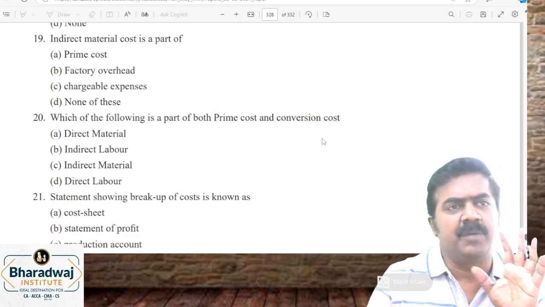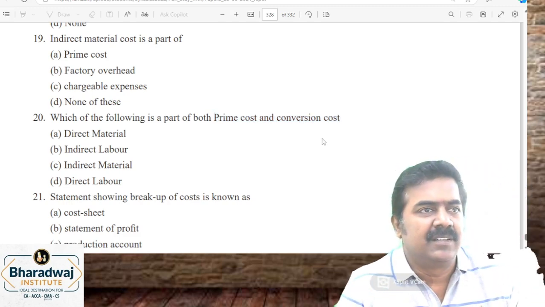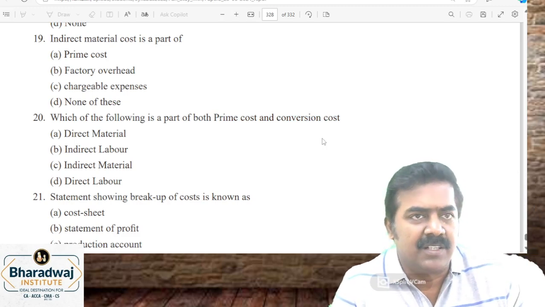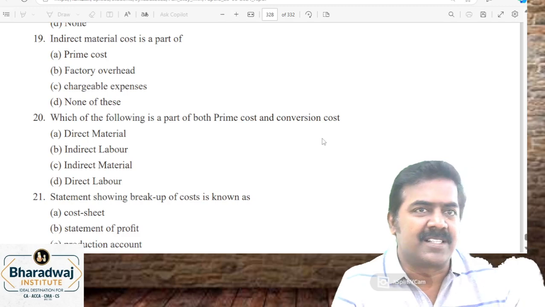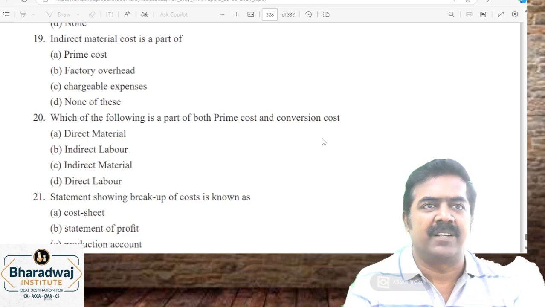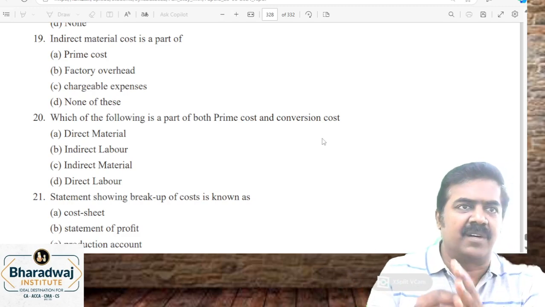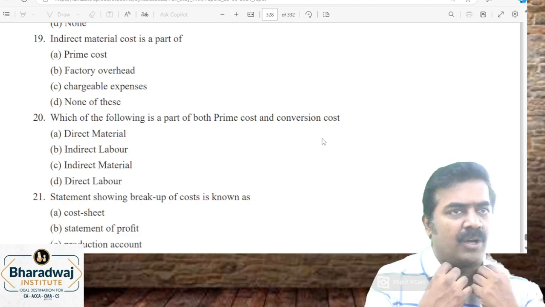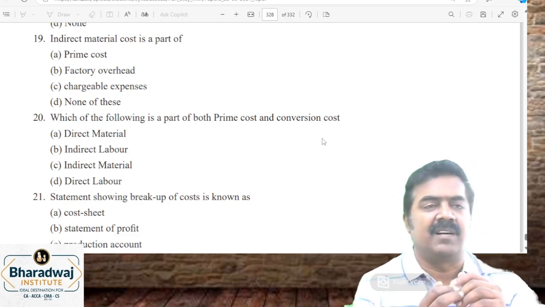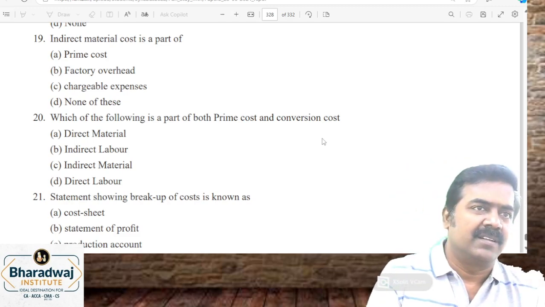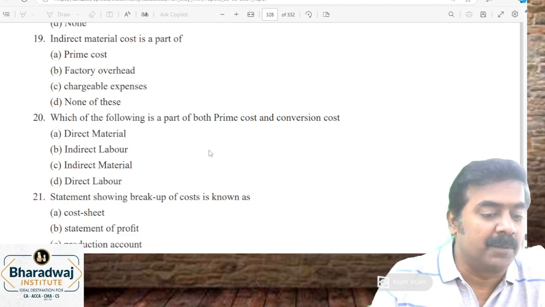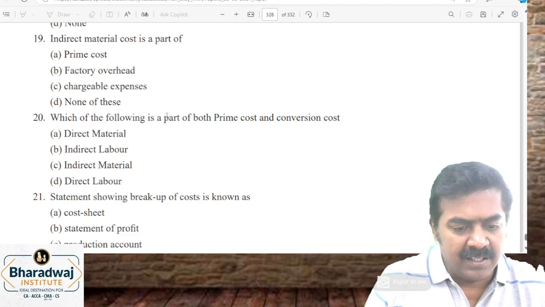Before that, what do you mean by conversion cost? It is the cost of converting raw material into finished product. Raw material you already have. What is the cost of converting that into a finished product? For example, you have cloth. What is the cost of converting it into a shirt? Labor plus overheads.